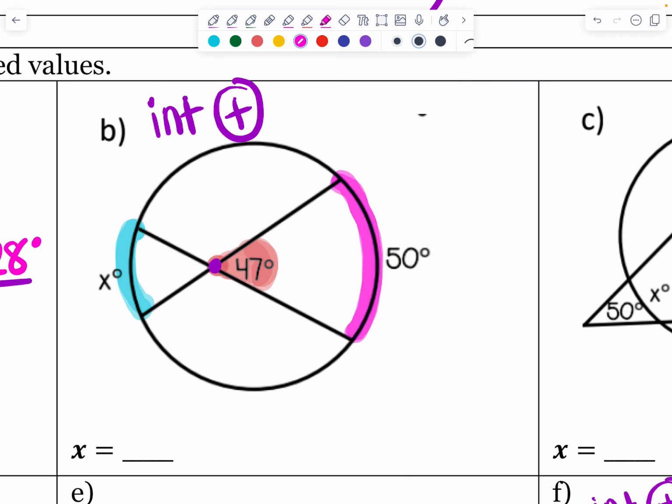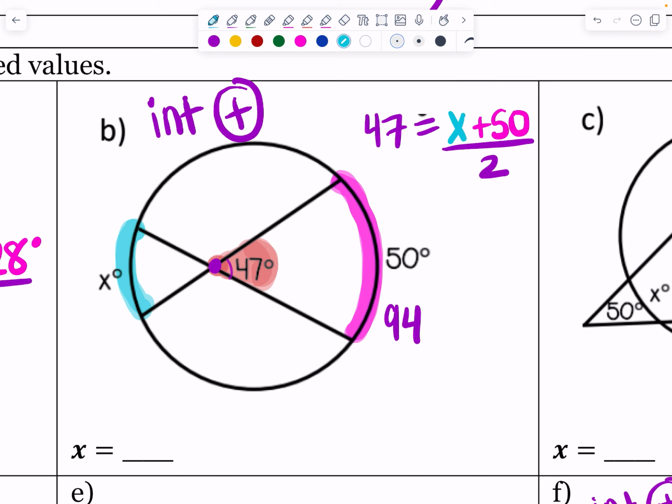So we're still going to plug this into the exact same formula. I'm going to take that angle, 47, and set 47 equal to the sum of the arcs, so x plus 50 divided by 2. Now I'm missing an arc instead of missing an angle, so I'm going to have to do a little bit of extra algebra. How do I move the 2 to the other side? What is the opposite of dividing by 2? We're going to multiply by 2 on both sides. That is going to give us 94 is equal to x plus 50.